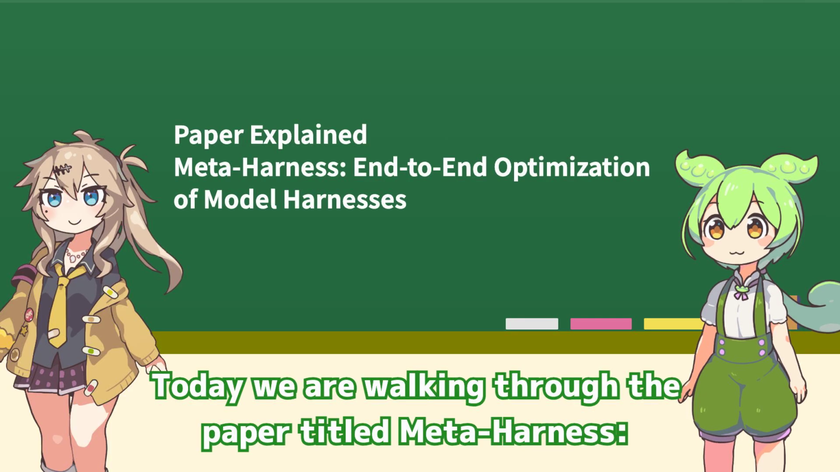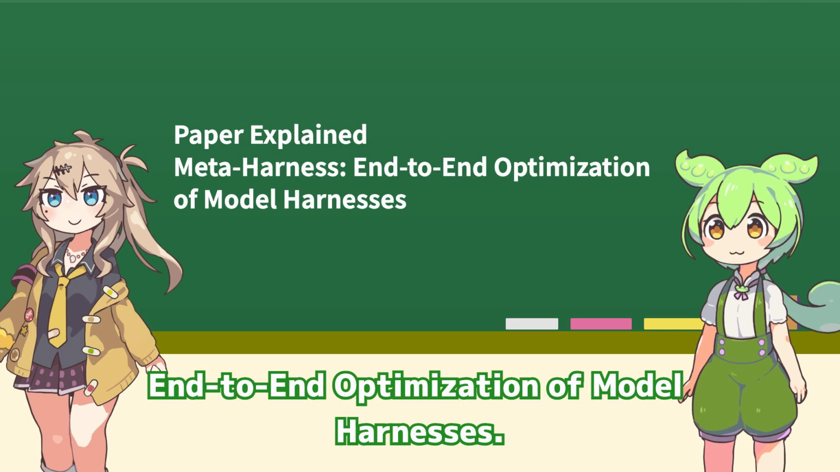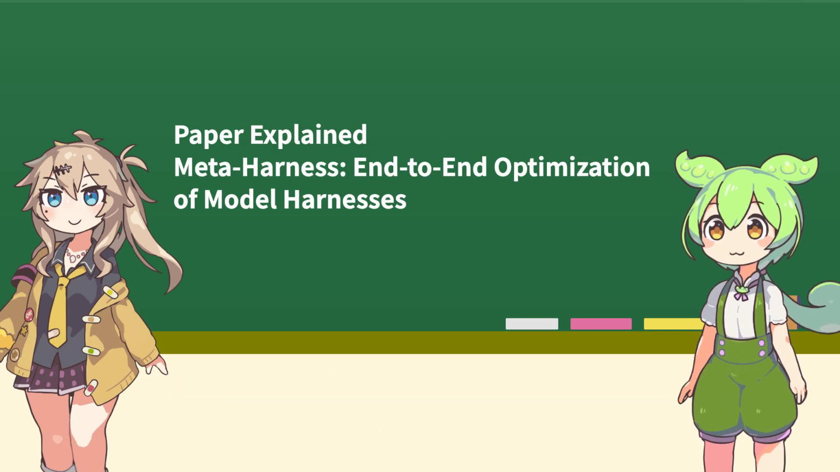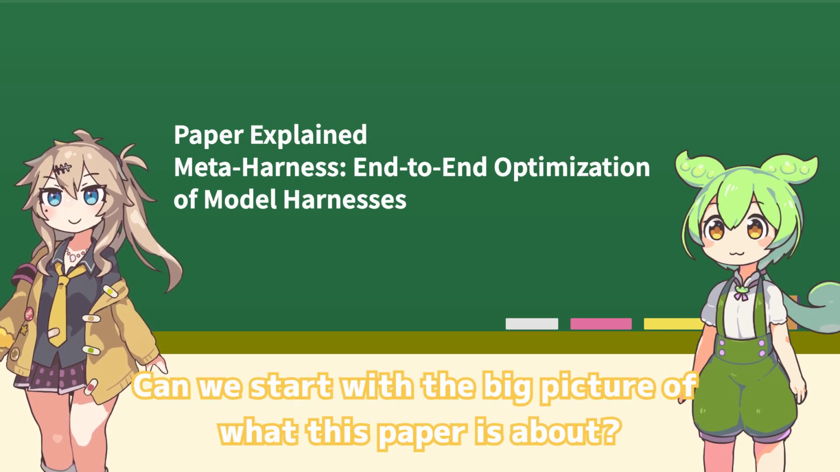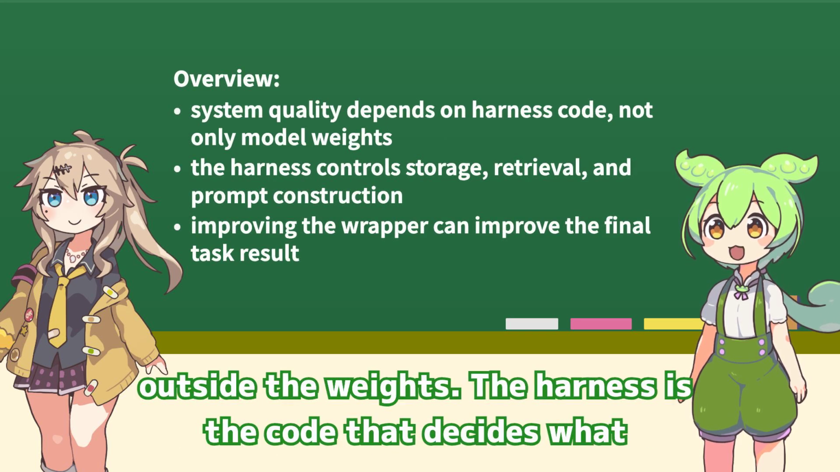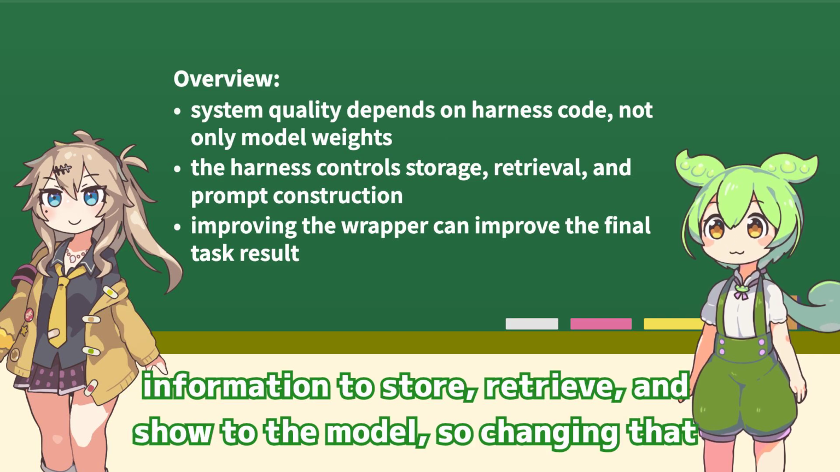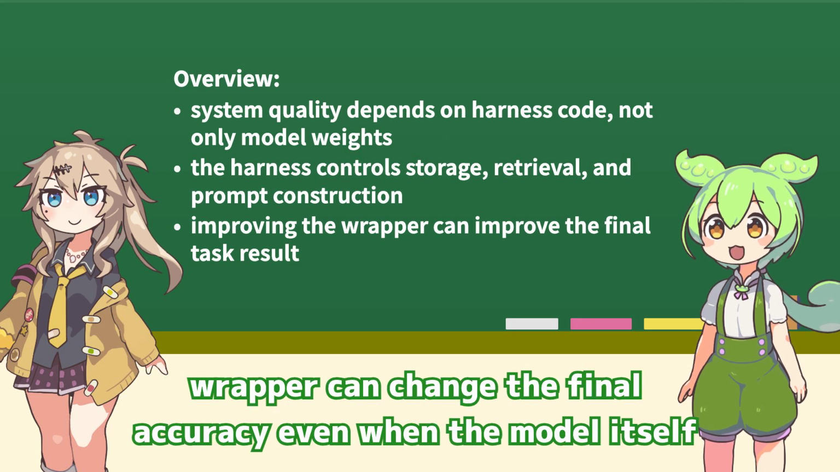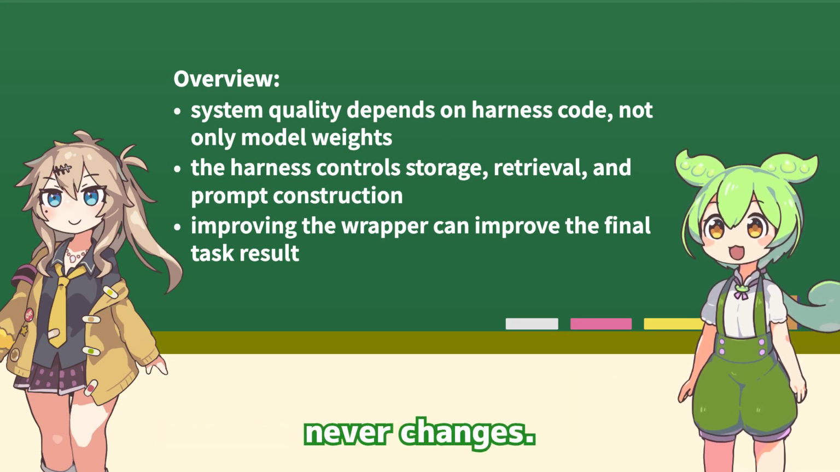Today we are walking through the paper titled Meta-Harness: End-to-End Optimization of Model Harnesses. Can we start with the big picture of what this paper is about? The paper argues that a big part of LM system performance lives outside the weights. The harness is the code that decides what information to store, retrieve, and show to the model, so changing that wrapper can change the final accuracy.